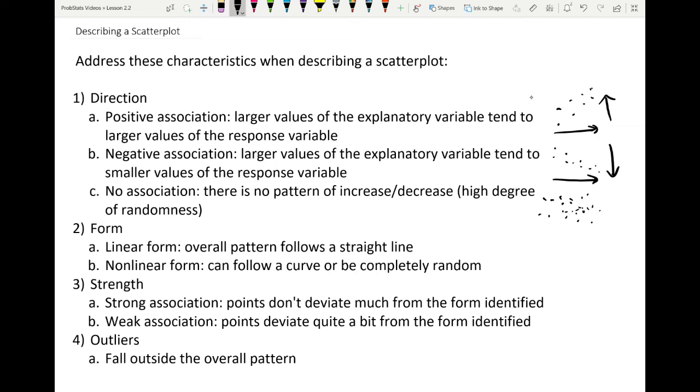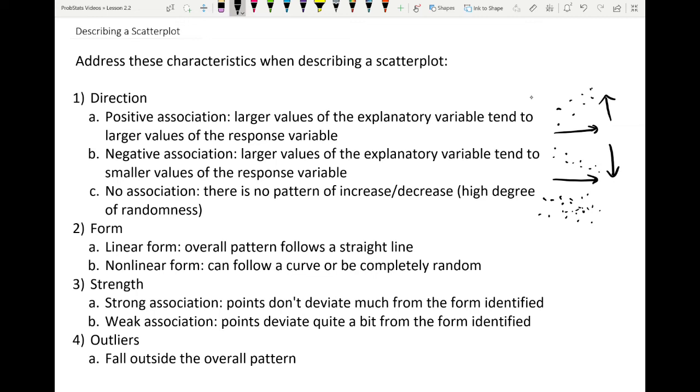The second thing you want to find out is the form. You want to determine whether the relationship is linear or nonlinear. For linear, you're looking at the pattern to see if it follows a straight line. And nonlinear does not follow a straight line. It follows either a curve, such as an exponential curve, or it's completely random.